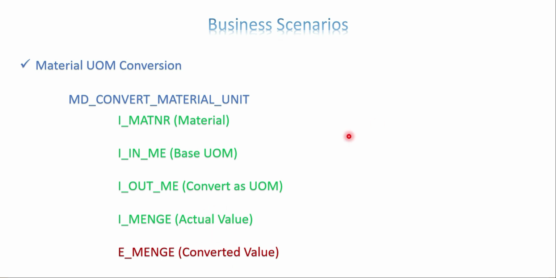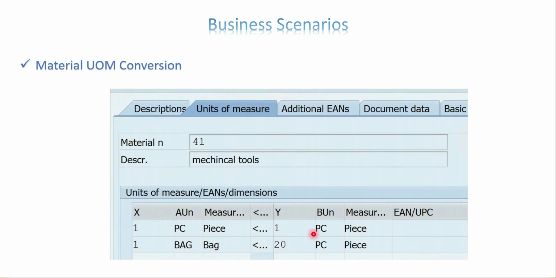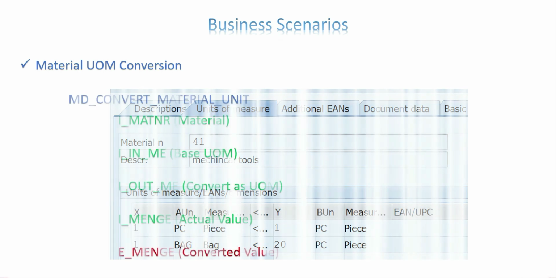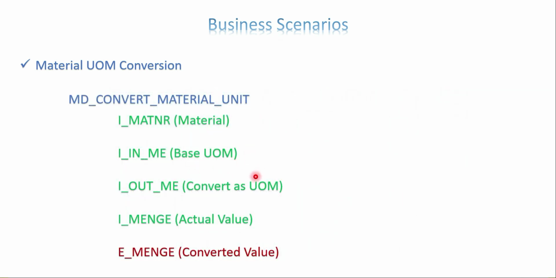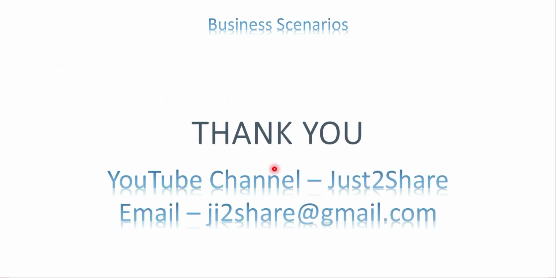One more point: it is not necessary to always give the base unit of measure to the in parameter and the expected converted unit of measure to the out parameter. You can change them as well. For example, in one requirement I have to convert PC to bag, and in another requirement I have to convert from bag to PC. In that case, bag is my in parameter and PC is my out parameter. So depending on your requirement, you can interchange these values. Okay, that's it. Let's get into the system.